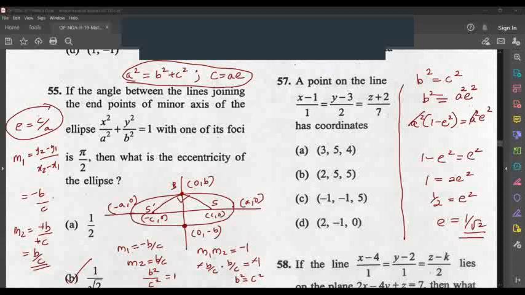Okay. So listen, I found out the slope of this line. Then I know if two lines are perpendicular, because they are saying it is pi by 2, then m1 m2 is equal to minus 1. So from there, I got a relation b square is equal to c square. I just converted everything in terms of a and e, because c is ae and b square is a square into 1 minus e square.